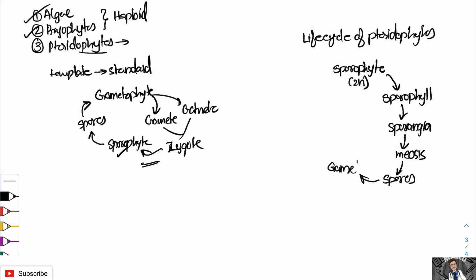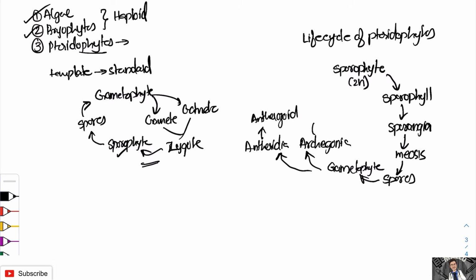I hope you understand. So the spore produces the gametophyte, and the gametophyte in turn produces the male and female reproductive organs. The male reproductive organ is the antheridia, and the female reproductive organ is the archegonia, or archegonium. Antheridia produce the androzoid, and archegonium produces the egg. They both fuse to form the zygote, and the zygote in turn produces the sporophyte. Is it literally simple?